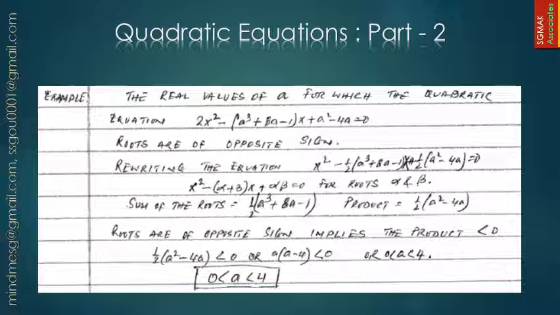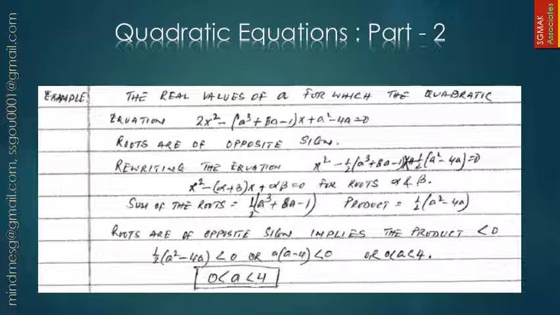So if we rewrite the equation, we write x squared minus (1/2 a cubed plus 8a minus 1) times x plus (1/2 a squared minus 4a) equals 0. Now the sum of the roots is 1/2 a cubed plus 8a minus 1, and the product is 1/2 of a squared minus 4a. Since the roots are of opposite signs, the product has to be negative. So that implies a squared minus 4a has to be negative.